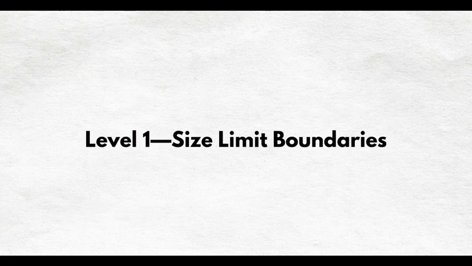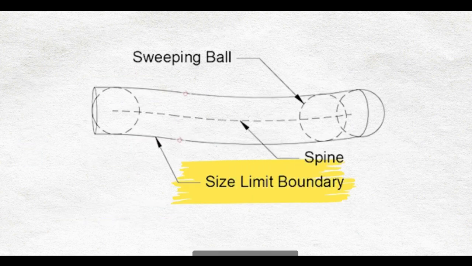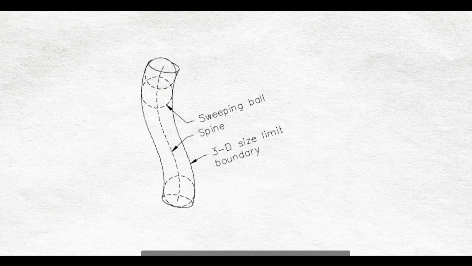Level 1 size limit boundaries. For every feature of size, the designer shall specify the largest and the smallest the feature can be. The math standard explains how specified size limits establish small and large size limit boundaries for the feature. The method may seem complicated at first, but it's very simple.